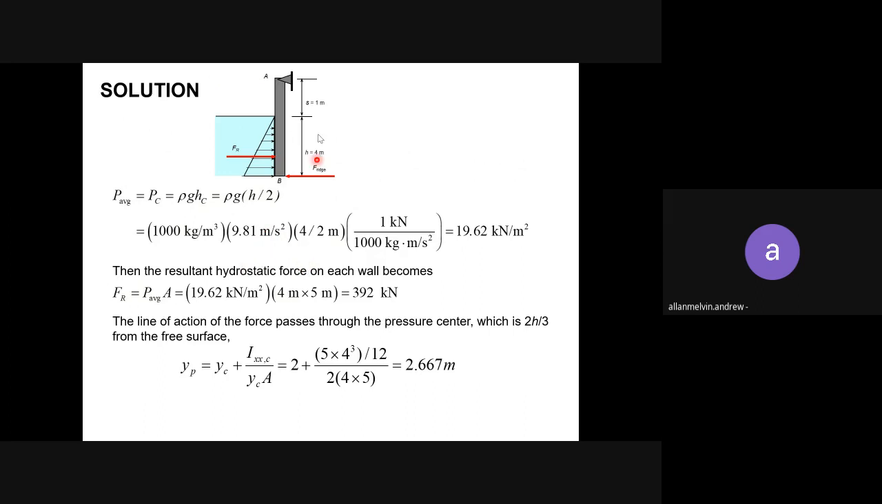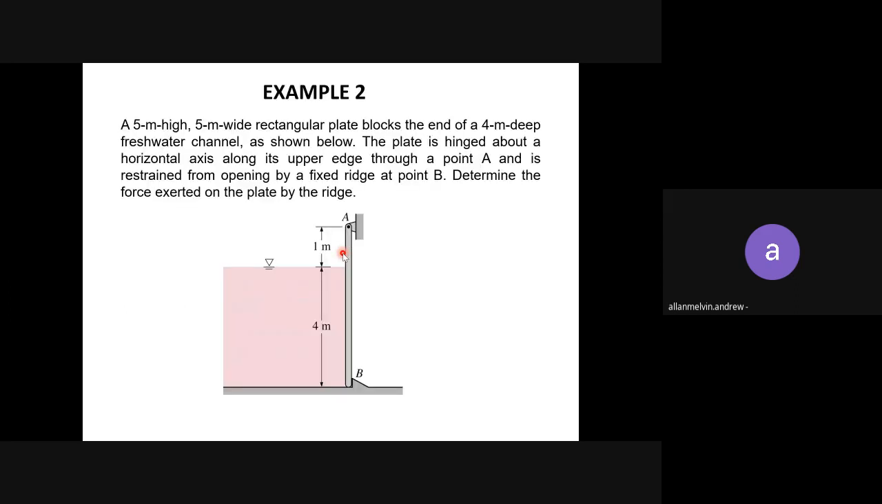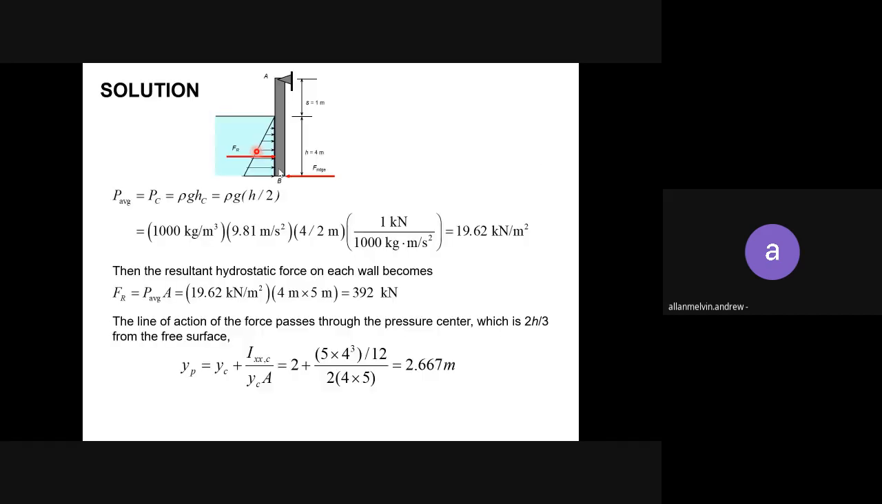Okay, so for hydrostatic force, you only take the dimension of the part that is exposed to the water, because this is hydrostatic force, not a general force. So hydrostatic force is only within the water. So here it is 4, and the width they say is 5. So 4 meter times 5 meter. So you get the resultant force to be 392 kilonewton. Okay, so you already found FR.